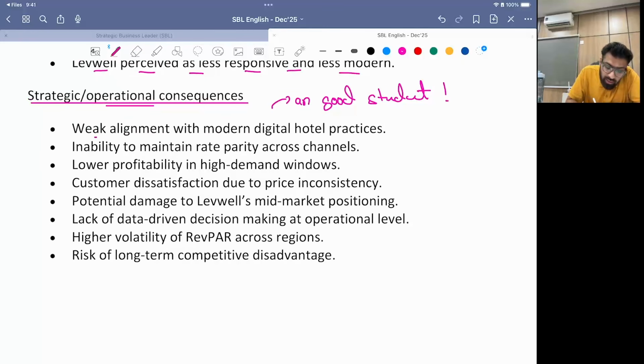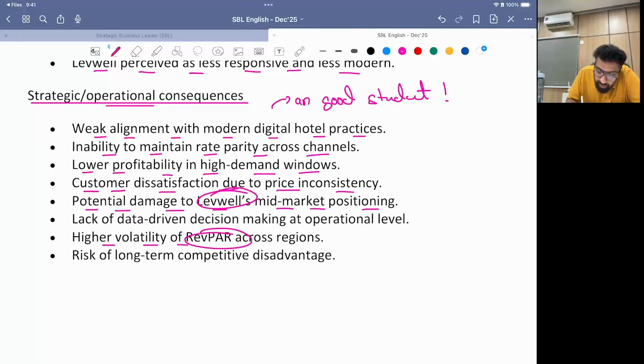So consequences are weak alignment with modern digital hotel practices, so we might be considered old, poor, irrational, all kinds of this, right? Lower profitability in high demand windows, customer dissatisfaction due to price inconsistency, potential damage to Levwell's mid-market positioning, right? Inability to maintain rate parity across channels, higher volatility of RevPAR across regions, risk of long-term competitive disadvantage, lack of data-driven decision making at operational level.